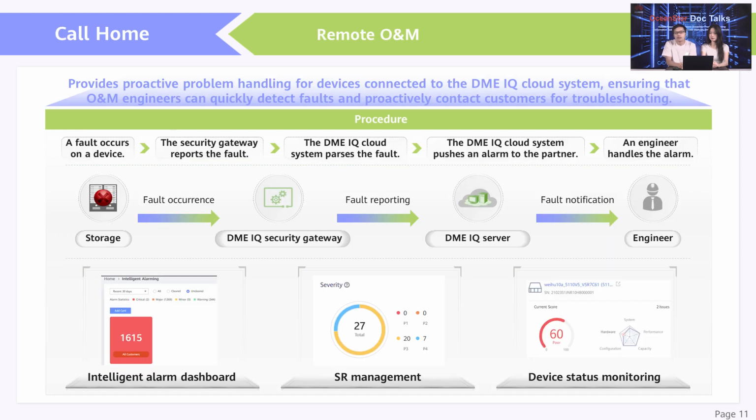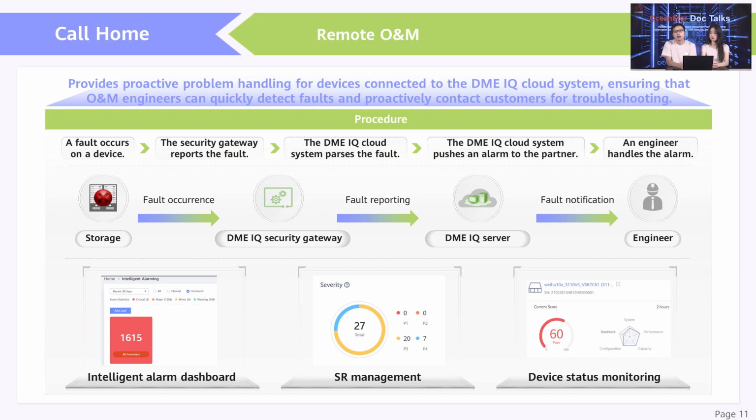Now let's take a look at some remote O&M tools. First of all, we will figure out how the call home function works. When an alarm is generated on a device, the security gateway proactively reports the fault to Huawei DME IQ cloud system. The cloud system then parses the alarm content and performs some filtering operations. After that, the cloud system pushes the alarm to the partner portal. After receiving the alarm, the partner portal sends an email to the partner's O&M engineer so that the engineer can handle the alarm in time.